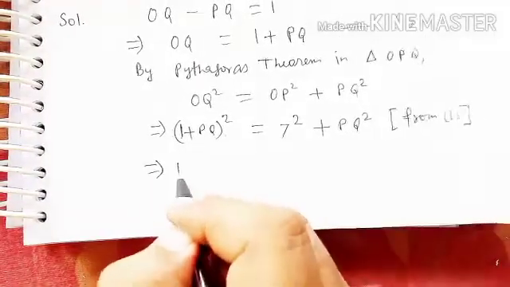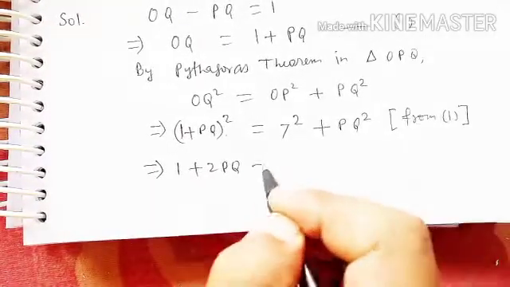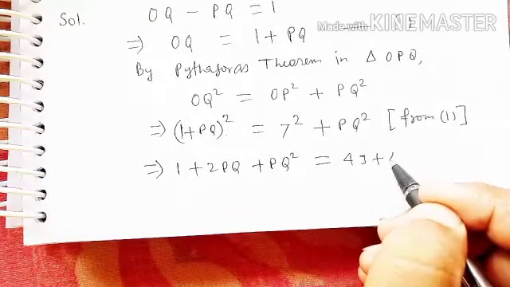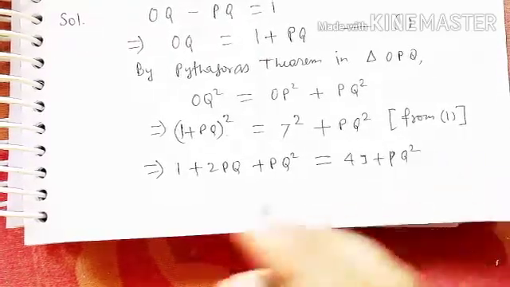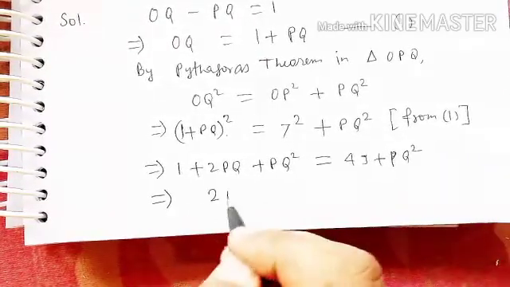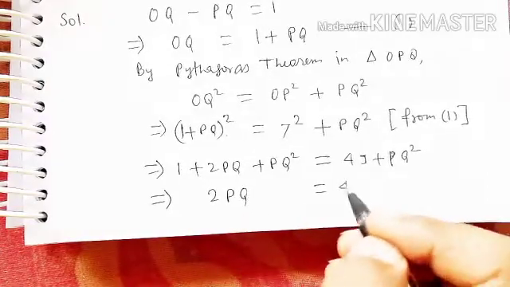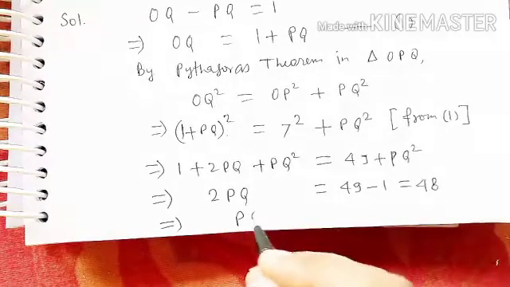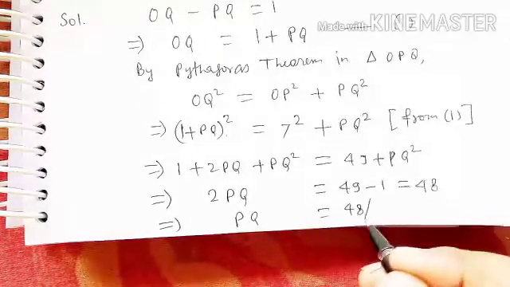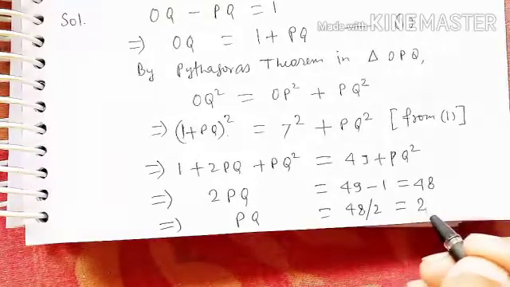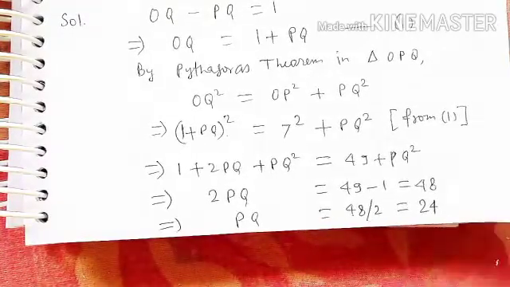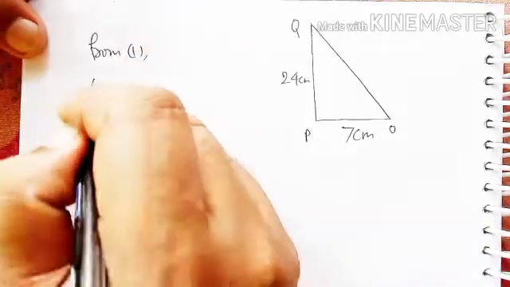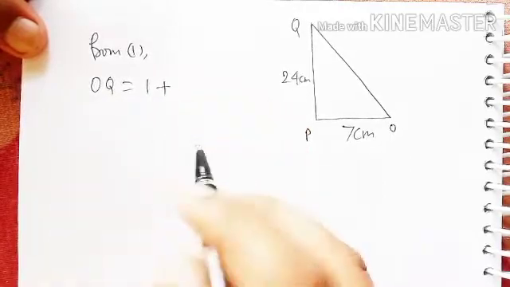Now 1 plus 2PQ plus PQ square is equal to 49 plus PQ square. Now from both sides PQ square is cancelled, so we have 2PQ is equal to 49 minus 1, which is 48. This implies that PQ is equal to 48 by 2, this is 24. From 1, OQ is equal to 1 plus PQ.